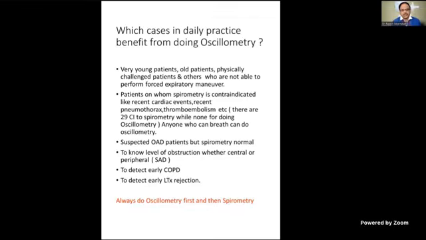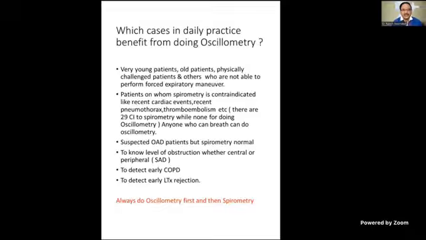Another case that you would see subsequently is when you do a spirometry, there is obstruction, but we don't know where the obstruction is, whether it is central obstruction or if there is a peripheral small airway disease. So oscillometry is the tool that will also tell you where the obstruction is, whether it is central or peripheral, and this has therapeutic outcomes, as you would see in my cases.